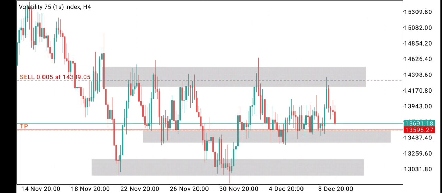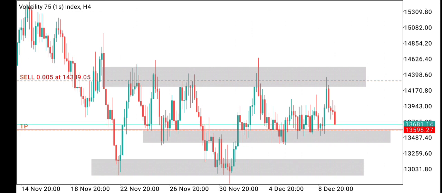Now support and resistance are a very important area in the market. We can't do without considering support and resistance, and it is something that most traders ignore, especially traders that use indicators, that use robots. They so much ignore this area, which is not supposed to be so. It shows areas where the market is likely to get rejected, where the market is likely to start pulling back from.